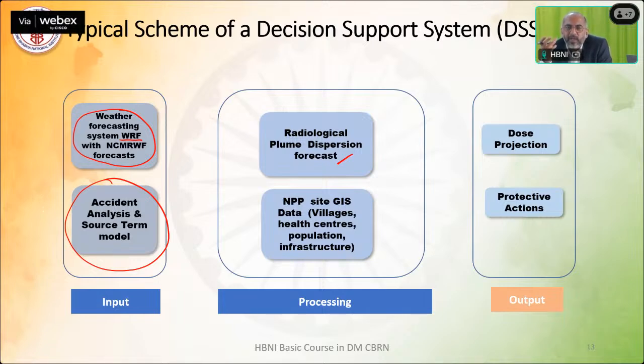Okay, the source term that is coming out of the plant and being released into the atmosphere is also one of the inputs, and that we generally estimate using various accident analysis tools, and that comes in as one of the inputs here. Okay, so then you see the radionuclide plume dispersion forecast.